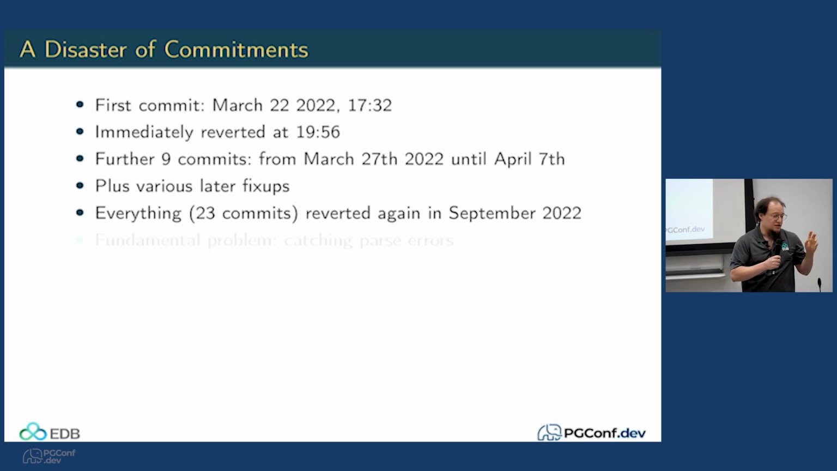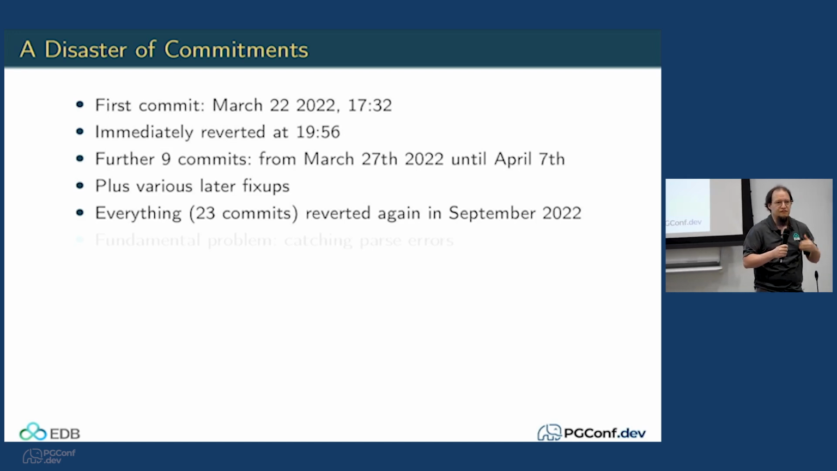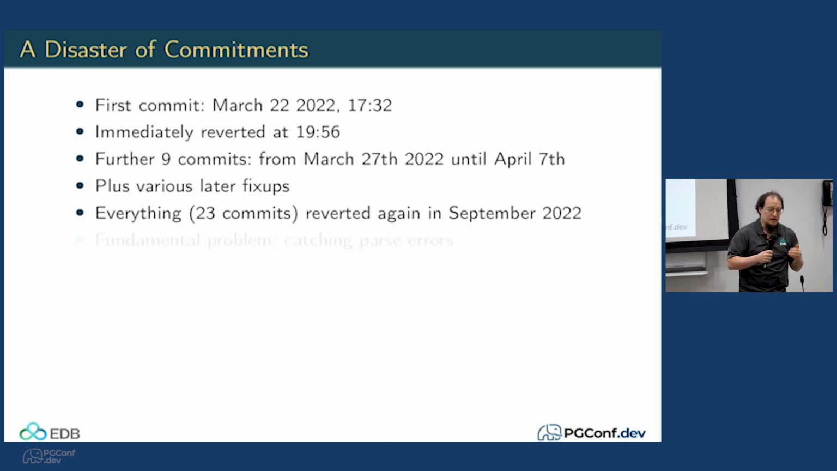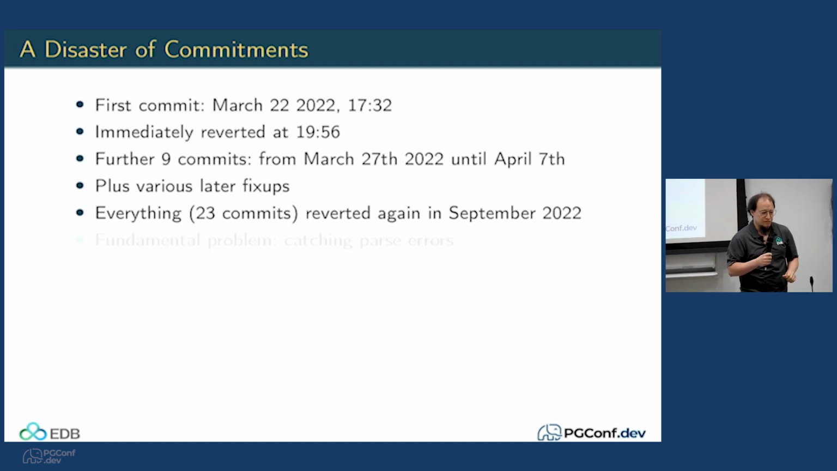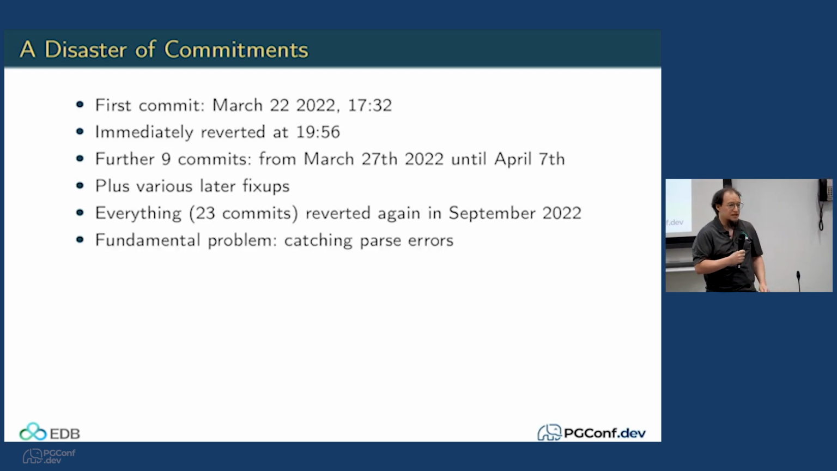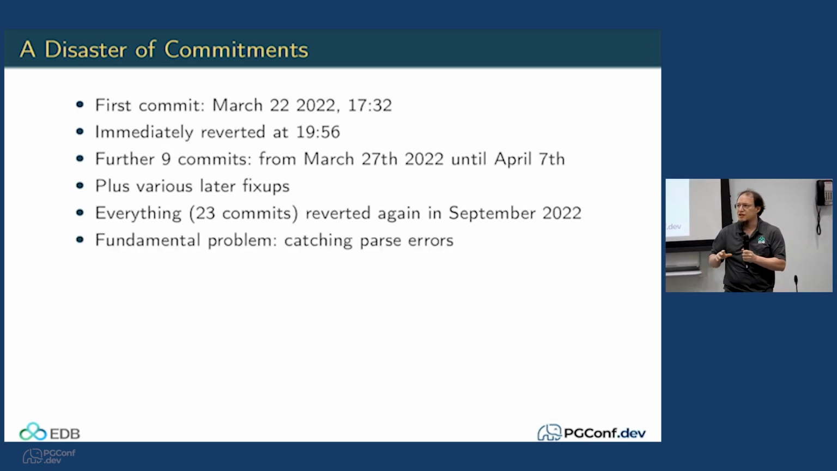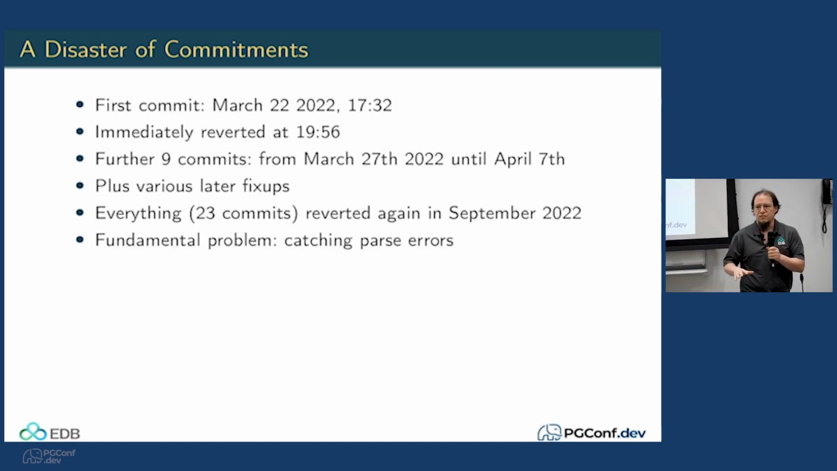So from this initial 9 commits, we had 14 more commits to fix things up. And until eventually, a problem that was absolutely impossible to solve in the time constraints that we have, we made a decision that it had to be reverted completely. And the fundamental problem that we had was that the new JSON code was not handling in a proper way the need for catching parse errors.